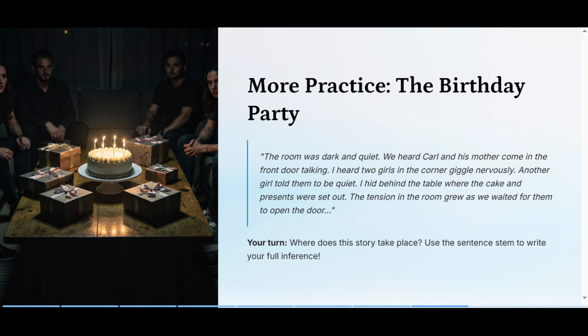Here's your turn. Where does this story take place? Use the sentence stem to write your full inference.